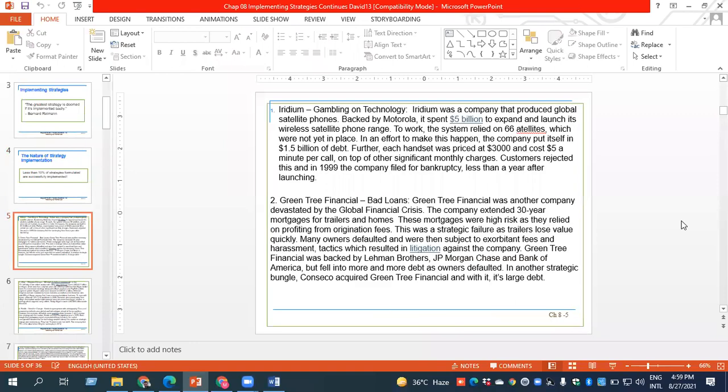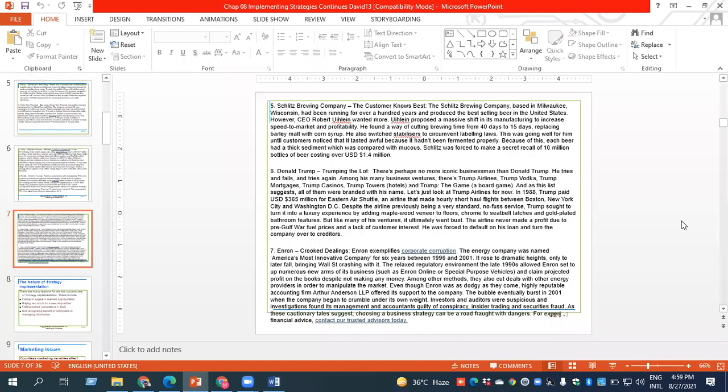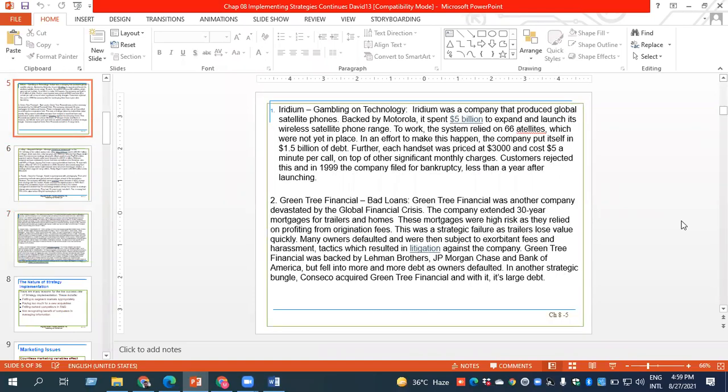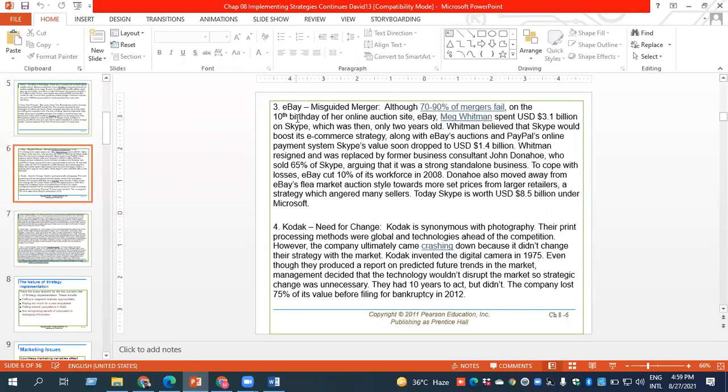These are the 3 slides. In these 3 slides, there are 7 different examples where the strategy, where the firm or the organization failed. Any one student is required to pick any one case of it. Either it is the Iridium case, or the Green Free Financial case, or the Kodak case, or the eBay case. You have to just pick one and then detail why that organization failed.